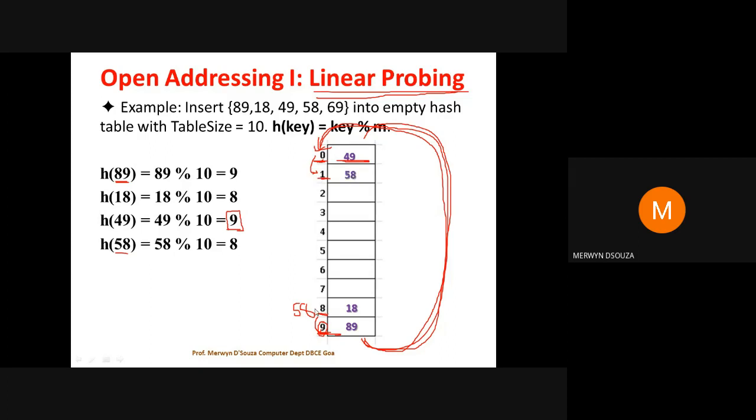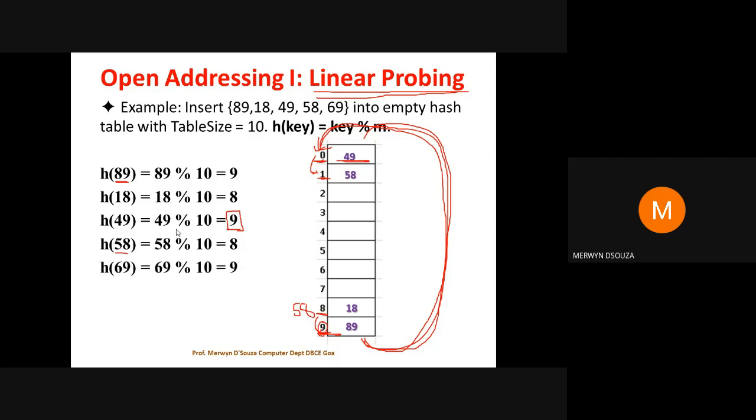From the original, have you noticed what is happening? 58 was supposed to be inserted at index 8, but it resulted in a collision. There was something already stored there. So one by one, I incremented the index values and tried to find an empty slot for 58. The moment you reach the end of the hash table, you need to go back to the start. You need to remember that. When I reached the end of my hash table, that is index 9, I went to 0 and kept searching till I found an empty slot for 58.